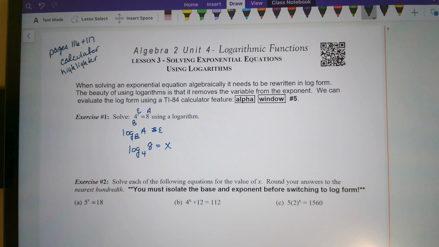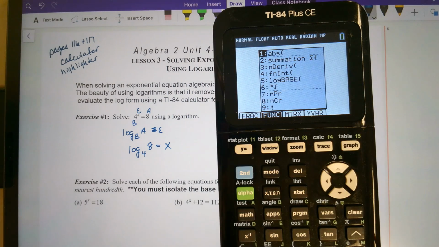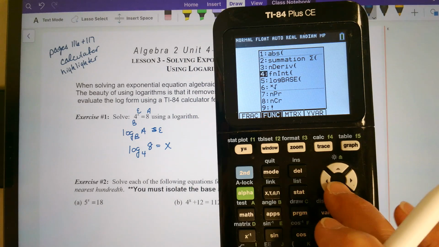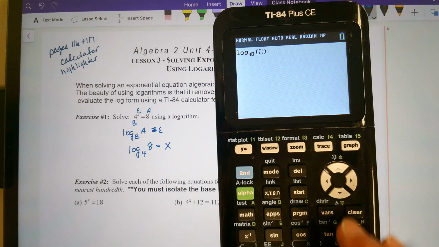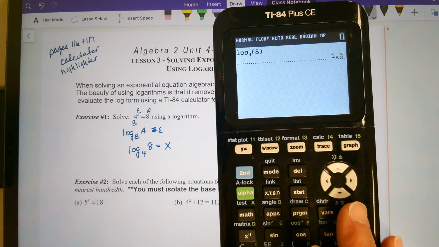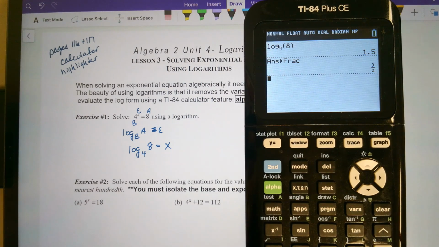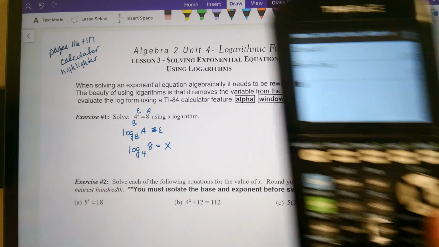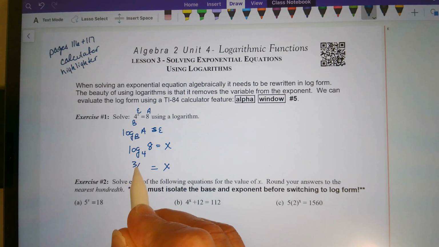We have x by itself. We go to our calculator, alpha window number 5. Log base 4 of 8 is 1.5. Math frac that, I just prefer the fraction. So x equals 3 over 2, or 1 and 1/2.